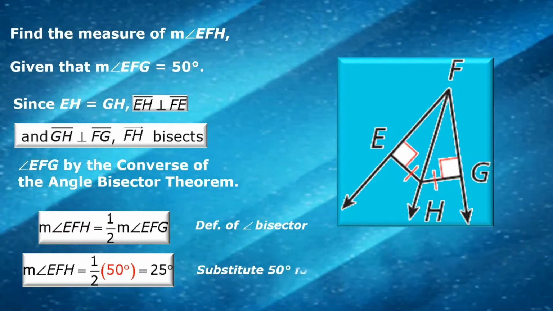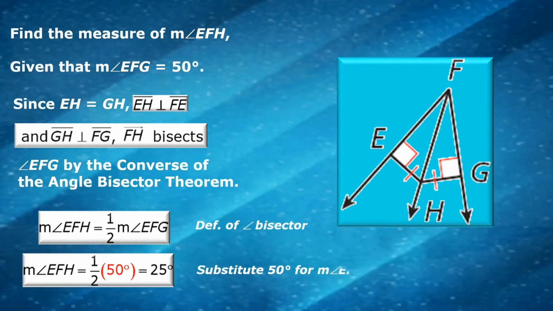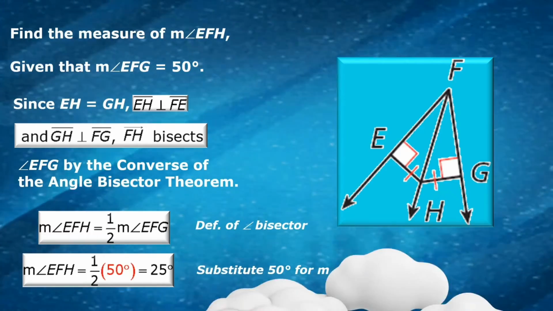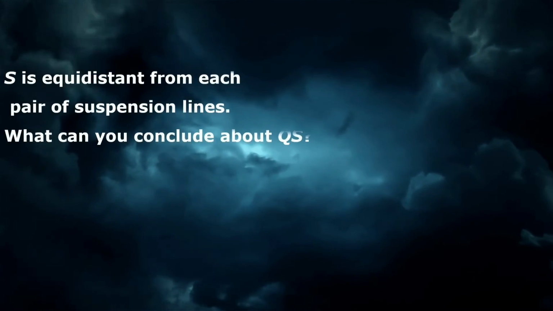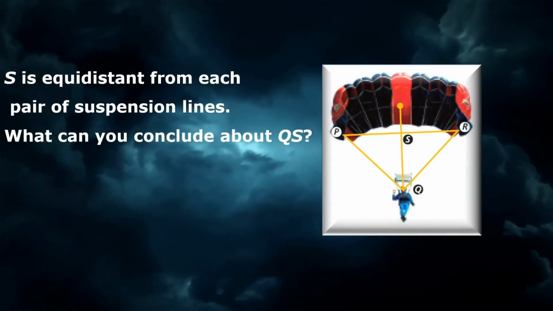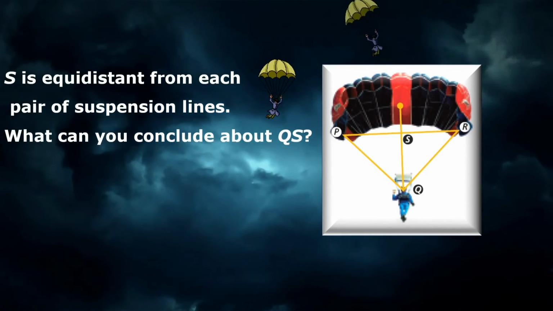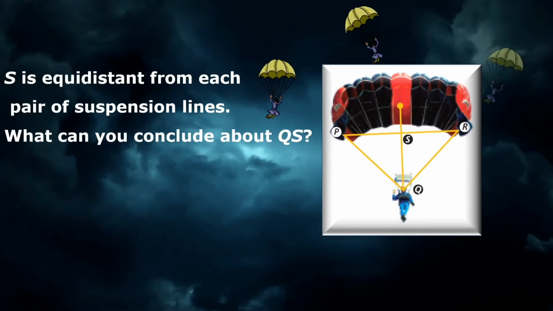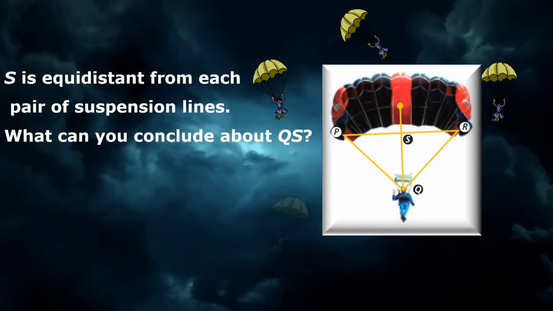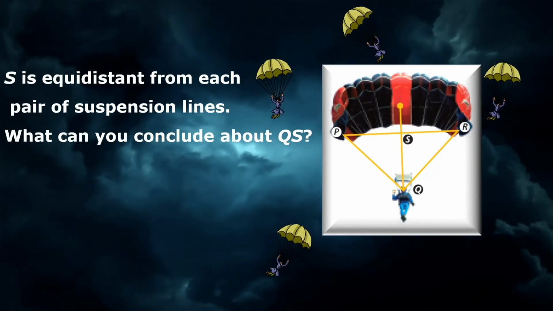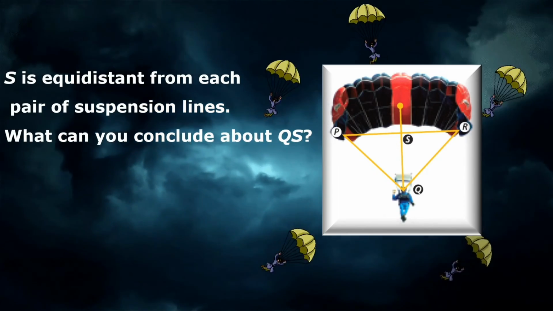Very easy. Let's relate this question to real life. S is equidistant from each pair of suspension lines. What can you conclude about QS? Ray QS, we can say it bisects angle PQR.